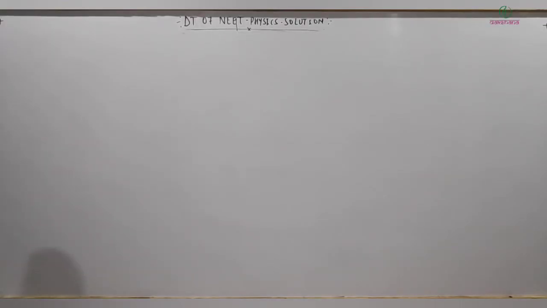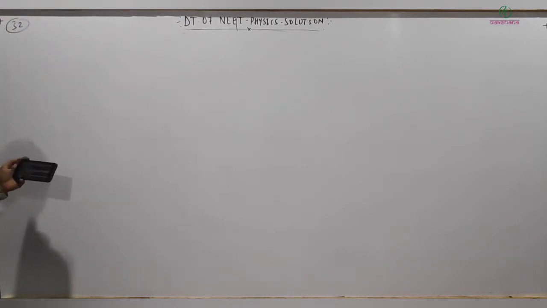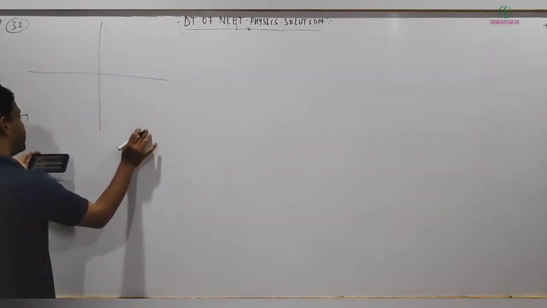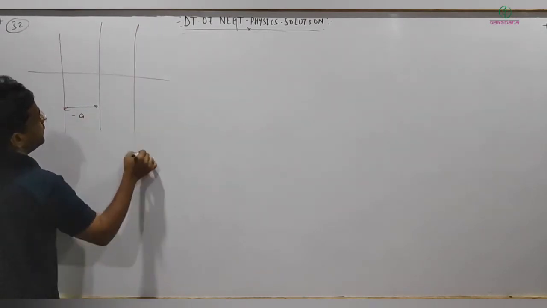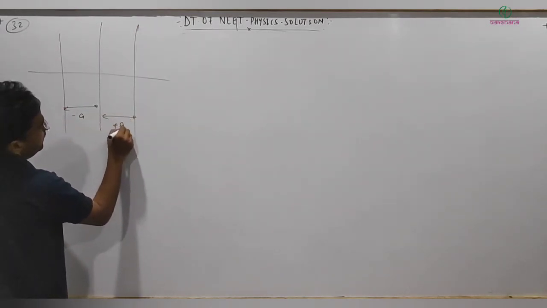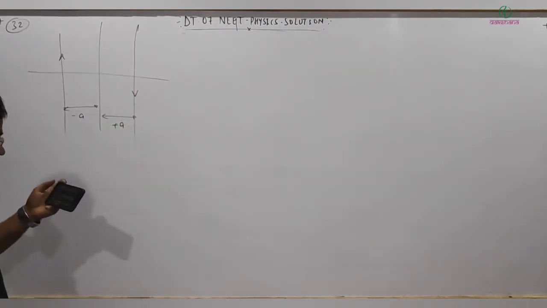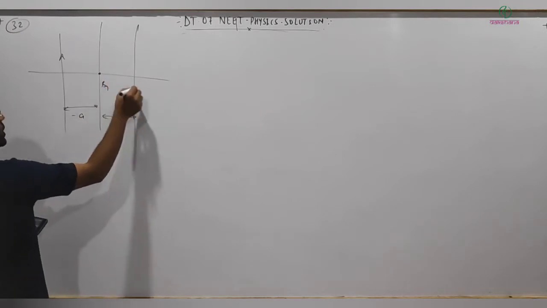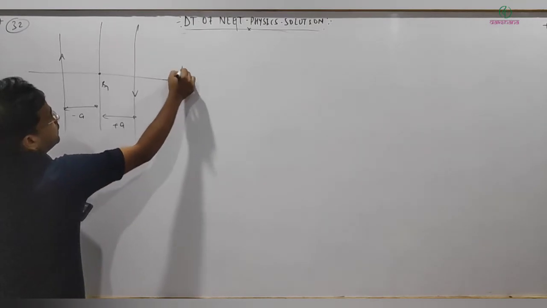Okay, next question number 32. Two parallel wires carrying equal current in opposite directions are placed at x equal to plus a and minus a. Let's say one wire is at minus a, another wire at x equal to plus a, and it is carrying current in this direction. Parallel to B, the magnetic field at origin is B1, and at 2a comma 0 comma 0, this point, it's B2.